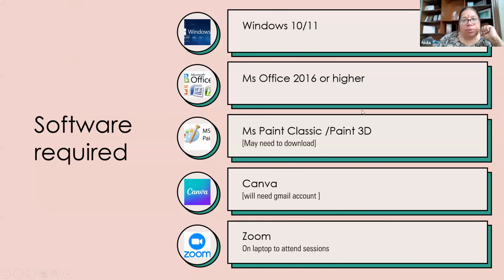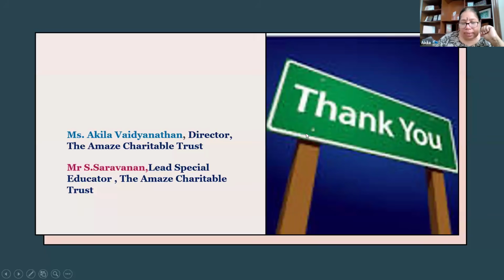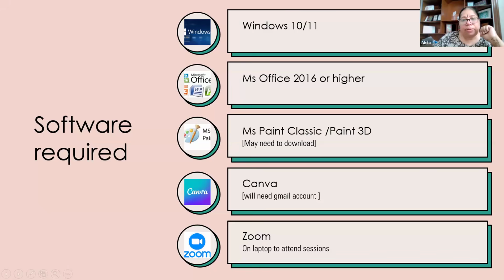For the graphics, you need to have MS Paint Classic. Basically, in the latest Windows 11, you get MS Paint, which is not the classic version. So you may need to download the classic version. It's slightly older but has more features. That's why we like it. And we will tell you how to download.